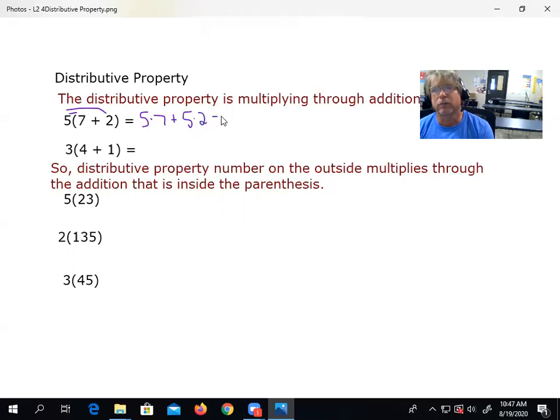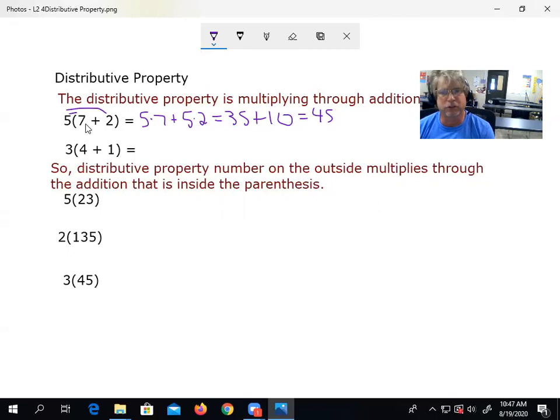5 times 7 is going to be 35. 5 times 2 would be then 10. And therefore, the answer turns into 45. Of course, you could also have added 7 plus 2 together and got 9, and 5 times 9 would have been 45, but that's not the distributive property.